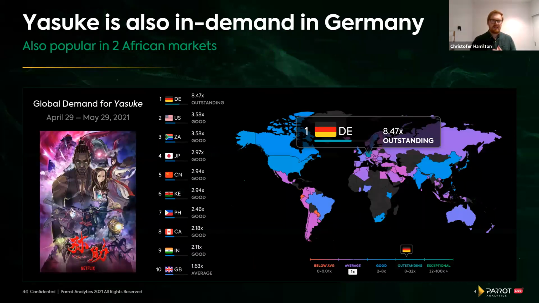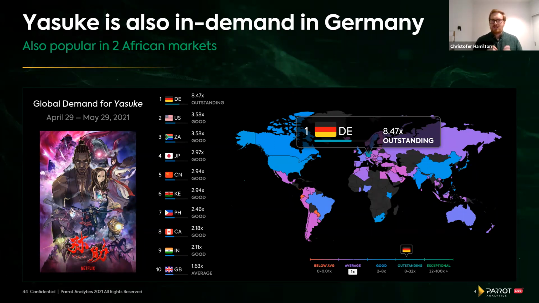So knowing that, I went back and looked at other series that were succeeding in Germany the past quarter. And among others, this show, Yusuke, stood out. So again, this is demand for Yusuke in its first 30 days. We see Germany is the market with the highest demand for this show, 8.5 times the average series demand in Germany.